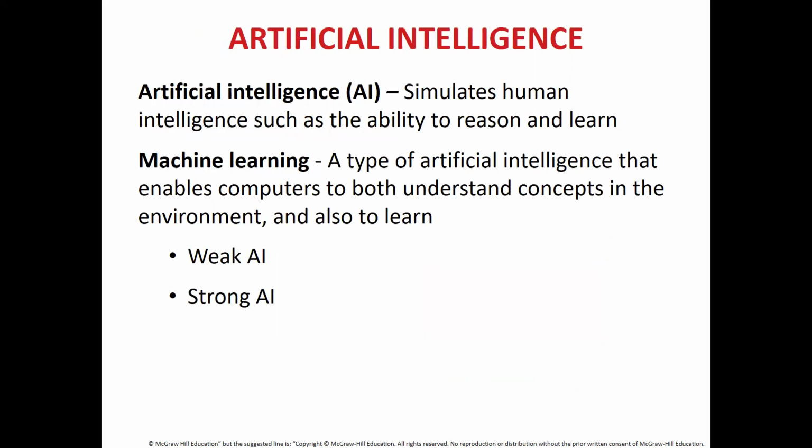Artificial intelligence. Now we have intelligence. When you talk about intelligence, generally it's related to human brain. But when you have artificial intelligence, you're looking at something trying to imitate human capabilities or human intelligence. So artificial intelligence, or in simple terms, we also call it AI, simulates human intelligence, such as the ability to reason and learn.